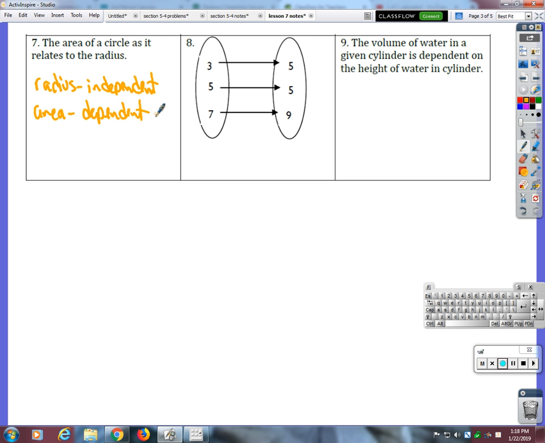Correct, yeah. Function, yes or no? Can you put the same radius twice and get a circle with a different area? No. So that means this has to be a function. Okay?